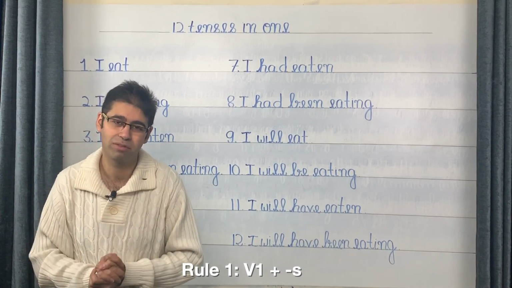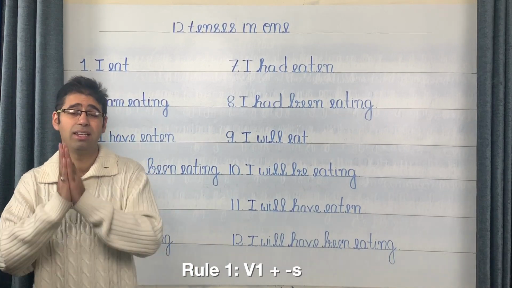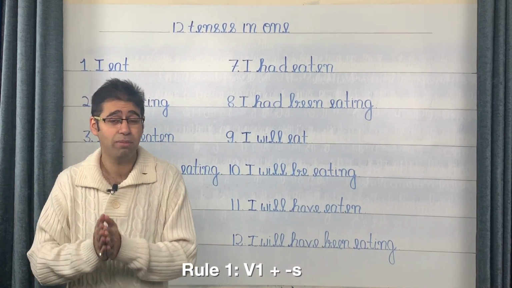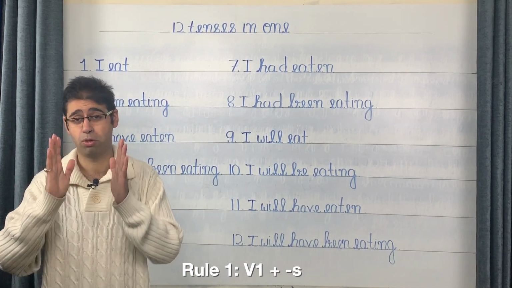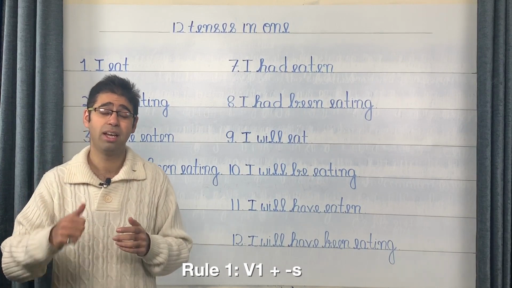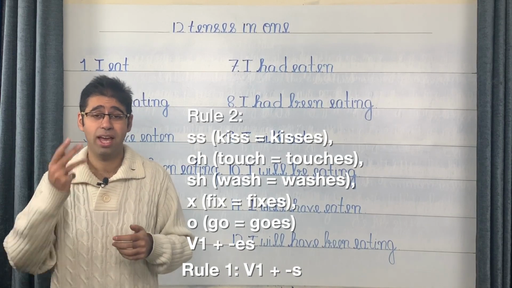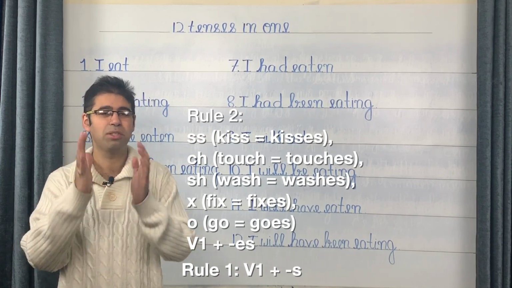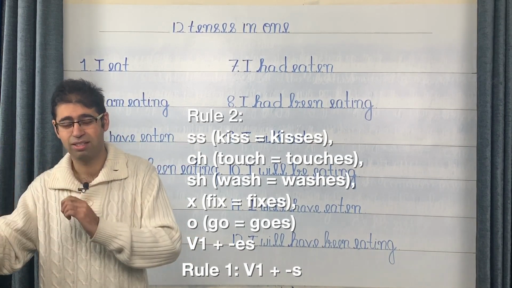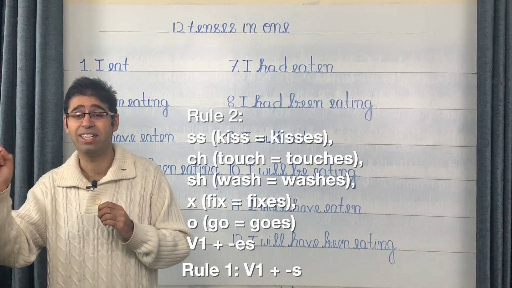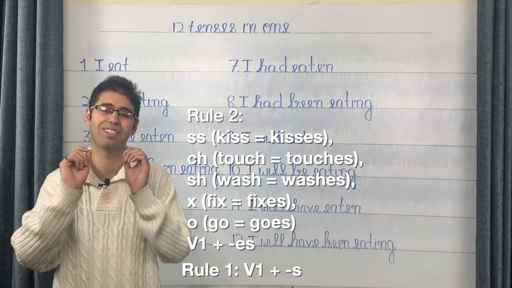Coming to the second rule of the verb endings, let's say your original verb ends with either a double S, a CH, SH, X, or O. Such verbs will take towards the end the addition of an ES instead of a simple S.